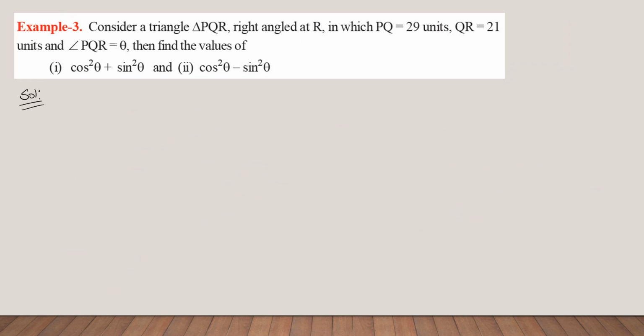Now what he has given: consider a triangle PQR whose right angle is at R. So consider a right angle triangle whose right angle is at R. PQ is equal to 29 units, QR is 21, and angle PQR is theta. PQR means Q is at the center, so angle theta is there. Now we need to find out cos square theta plus sin square theta.